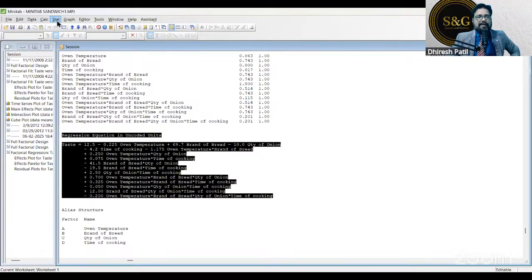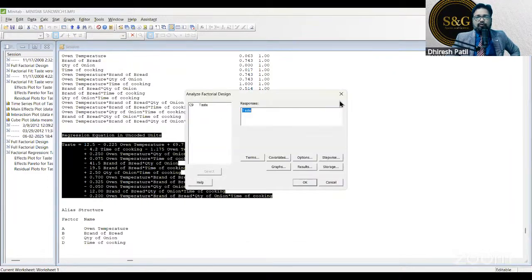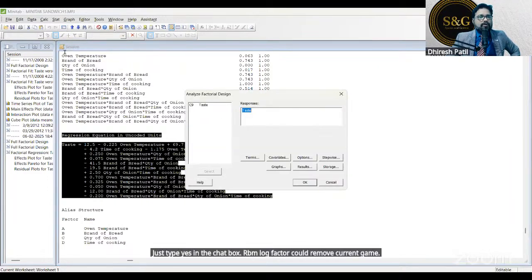Just type yes in the chat box. We will now remove the factors. Everybody?